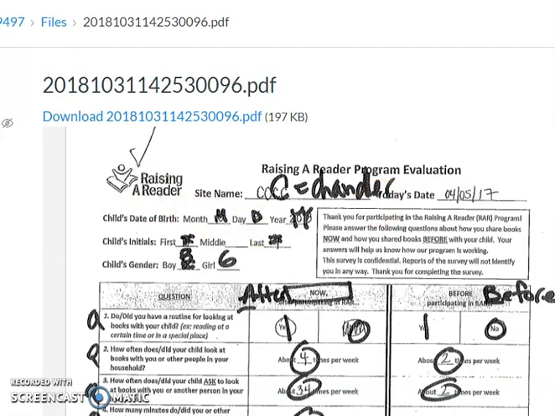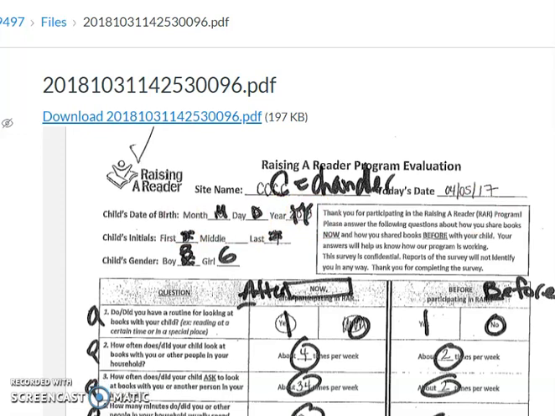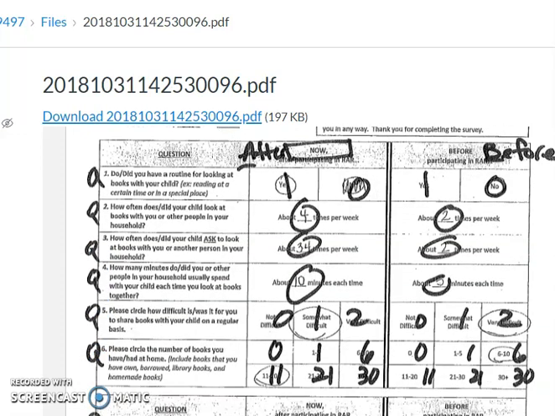This is the Raising a Reader form that you're going to download. You're going to see there's a site name, and the date the original information was taken. They also collected the kid's birth date, their gender, and their initials. They then ask them a series of questions, all at the same time, which isn't the best practice, but I guess the most efficient. After they've completed the program, they usually take this survey at the closing of the program, and then they need to think back to before the program.